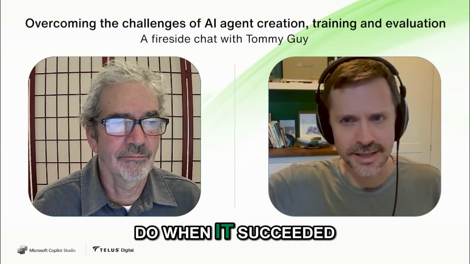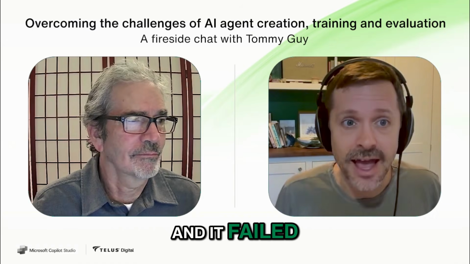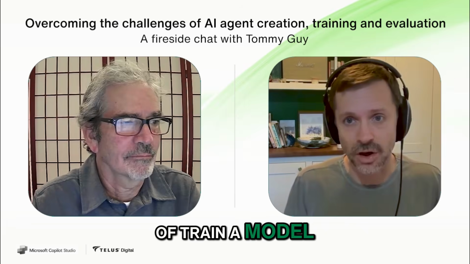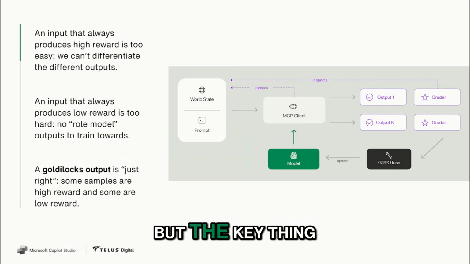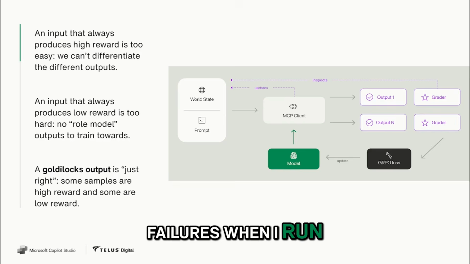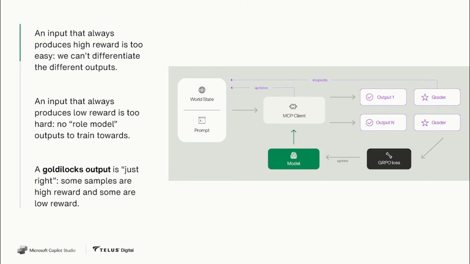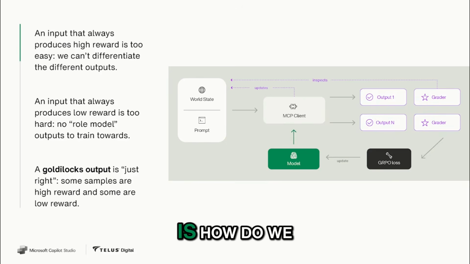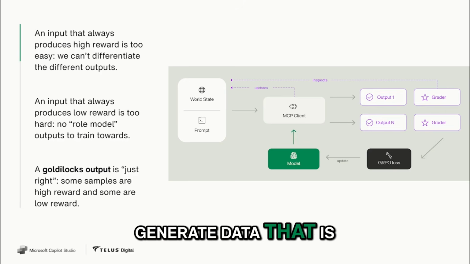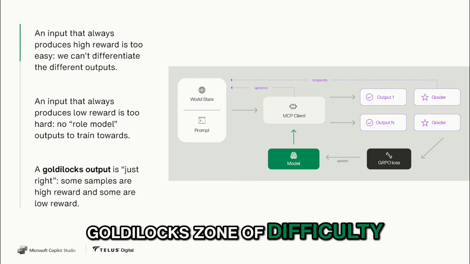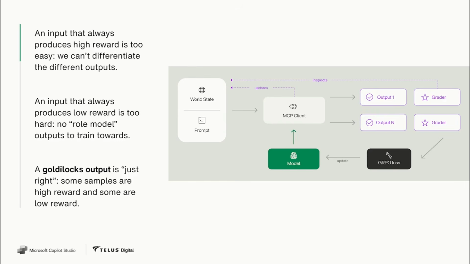Then I've got enough signal to compare: what did the model do when it succeeded? What did the model do when it failed? I can compare those two and train a model away from failure and towards success. But the key thing is I need a mixture of successes and failures when I run this system in a batch. That is the hard problem. That is what my team does all day: how do we generate data that is just hard enough, in this Goldilocks zone of difficulty, so that we can actually improve the model?